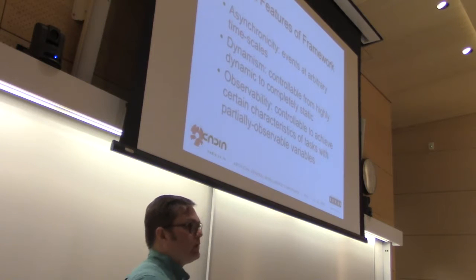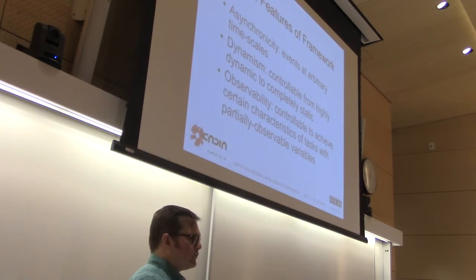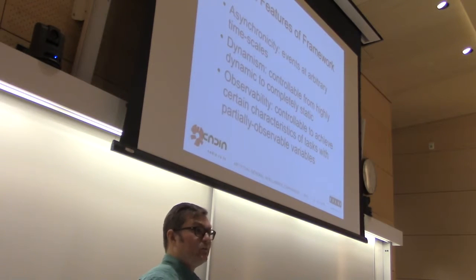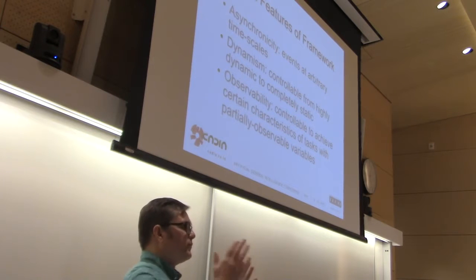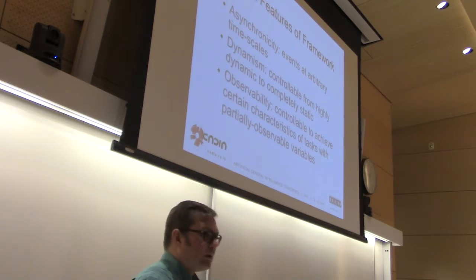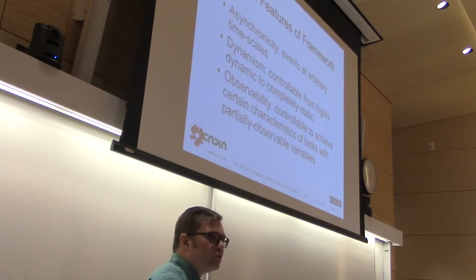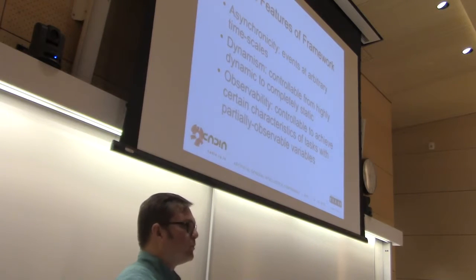Asynchronicity, so things should be able to happen simultaneously. Dynamism, you should be able to control how much is moving in the world. Board games tend to be completely still while you're thinking. The real world doesn't work like that. Observability, you should be able to control how much of the environment is observable by the agent solving these tasks. So to make it harder, you can hide some variables under the hood that are not observable, but are nonetheless causally connected to observable things.